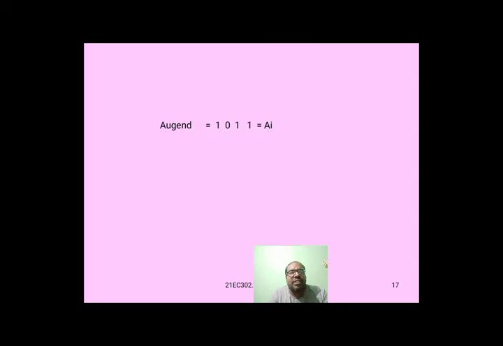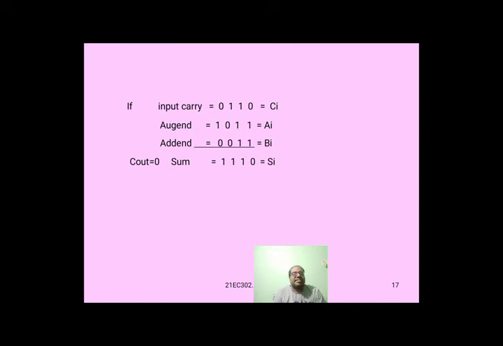Now here I have given the augend values, that is 1011 equal to A, added values 0011 that is equal to B, input carries are 0110 and sum values are 1110 and carry out value is equal to 0. Now we get the value that 1011 plus 0011 equal to 01110.